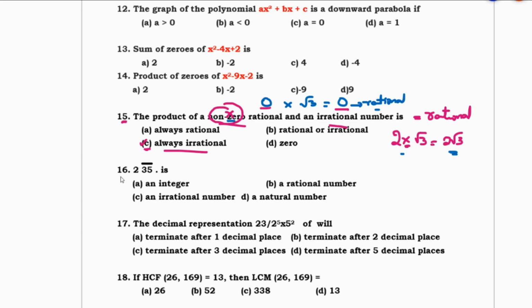Moving on to the 16th question. 2.35 bar is what? It is a rational number. In the ninth class, we discussed this bar can be expressed in the form of x by y or p by q. Once the number is expressed in p by q, it is a rational number. Correct option for the 16th question is B.